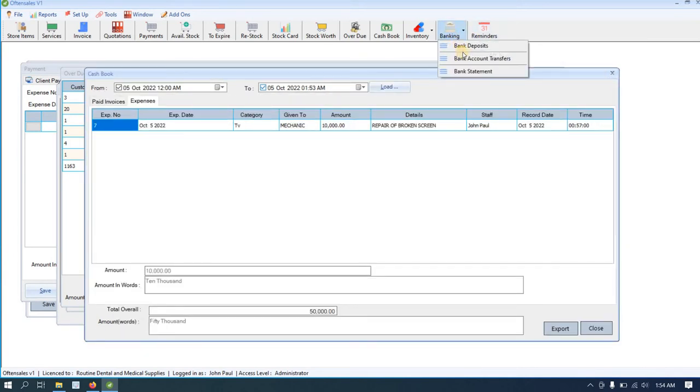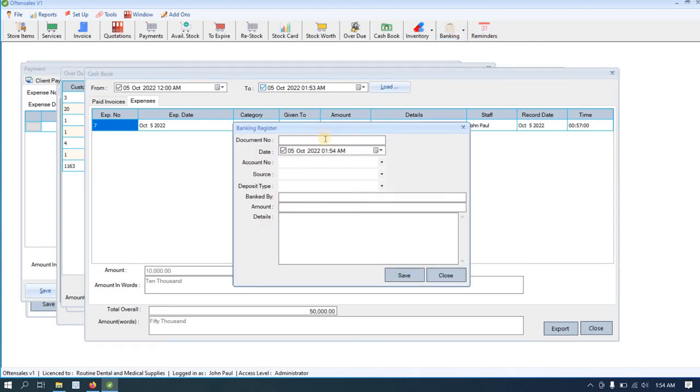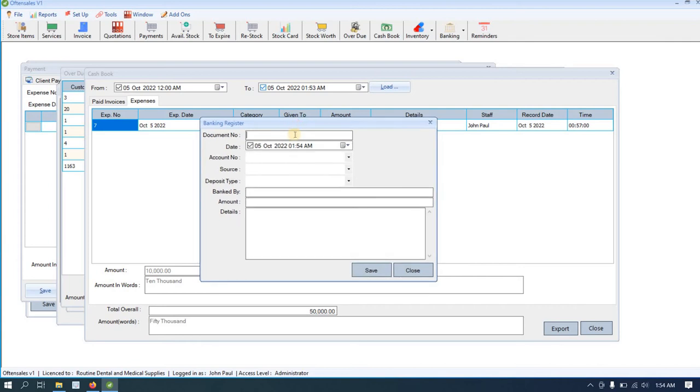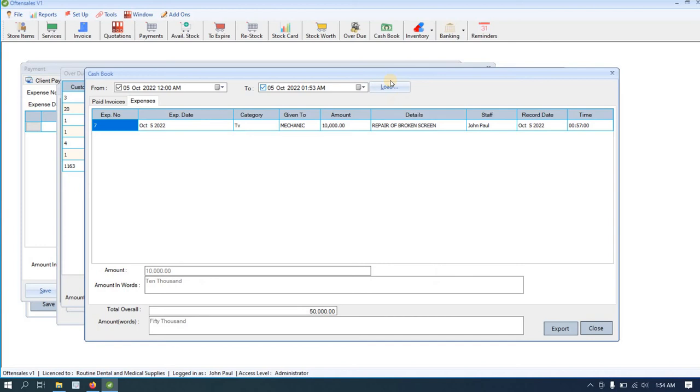Then we have banking, where we can physically, in case we deposit money physically, say it's not from the business, because remember, for payments, as the payments are made, we allocate them to the appropriate banks. So as we make the deposit, you can decide to which account to put the money, the source, where it's coming from, then a deposit type, then you enter banked by who, so you save that.